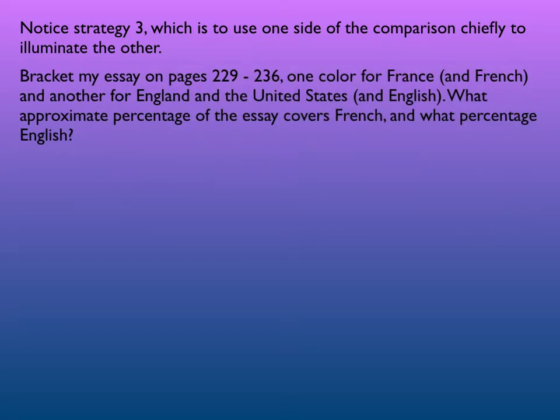So, please bracket my essay on pages 229 through 236. Bracket one color for France and French, and another color for England and the United States and English. And then check out, once you've done that, the approximate percentage of your bracketing. How much of the essay covers French and how much of it covers English, more or less, in percentages. And look at those 2 colors, and yeah, you'll probably end up bracketing everything in the entire essay. So I'll pause again for you to do this exercise.